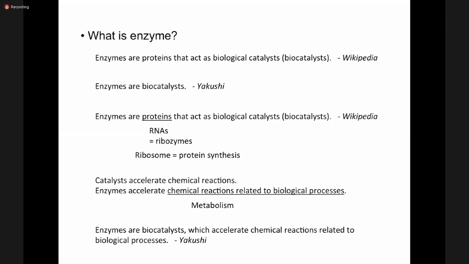So if you think about enzymes, that means we think about metabolism, chemical reactions in our body, or chemical reactions related to biological processes. So my definition of enzyme looks like this. Enzymes are biocatalysts which accelerate chemical reactions related to biological processes. Okay, so that's the definition of enzyme. My definition, actually.